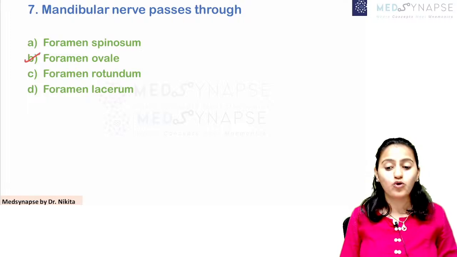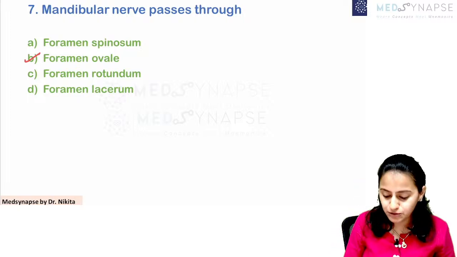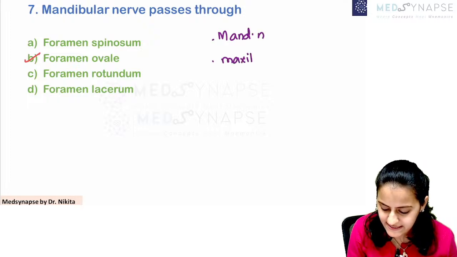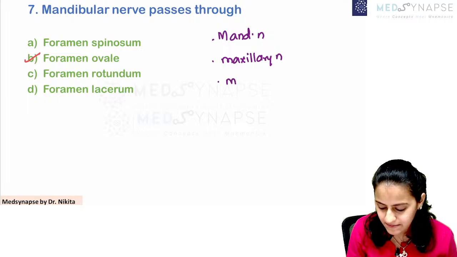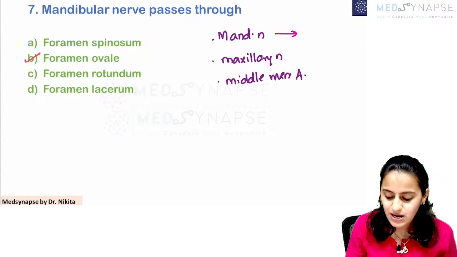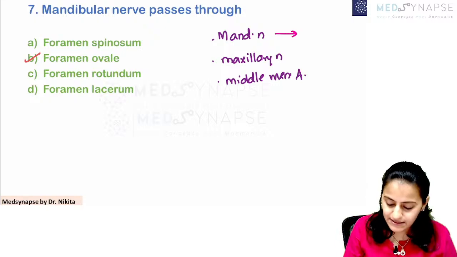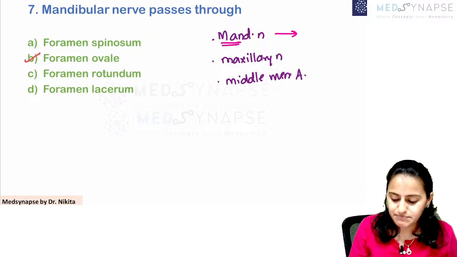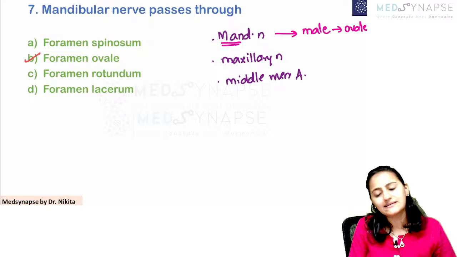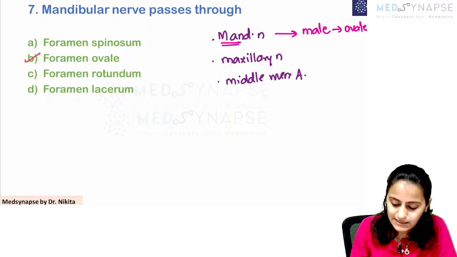Very good. That is ovale, right? So this is a multiple-structure question where we might tend to get confused. Remember, one is the mandibular nerve, one is the maxillary nerve, and the other M is the middle meningeal artery. How do you remember the three M's going through the three foramens? Remember that mandibular is man, a male, and male is ovale. So mandibular nerve goes through foramen ovale.